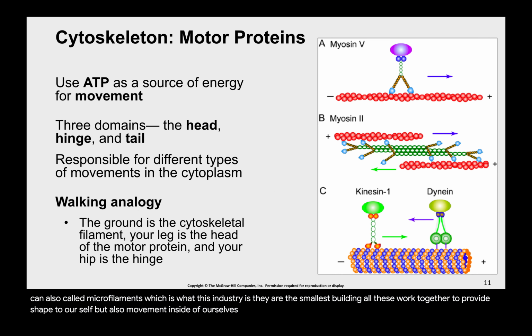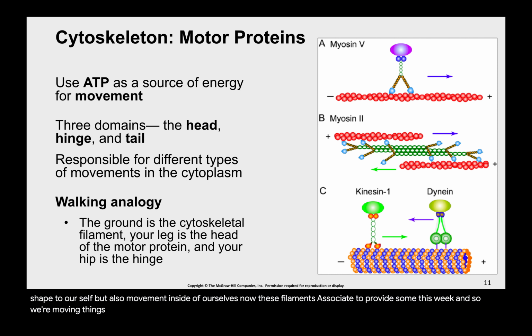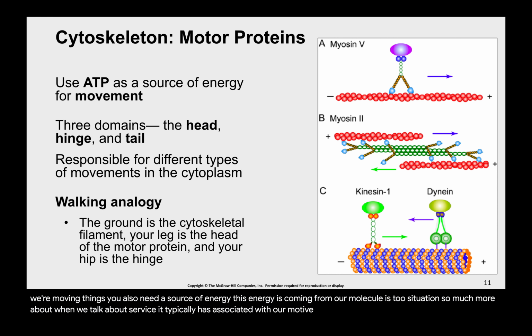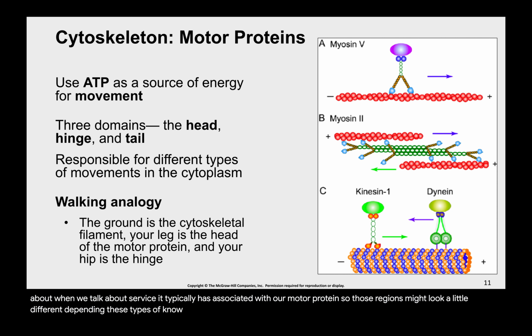Now, these filaments, because they can move, are going to have proteins associated with them to provide some of this movement. And when we're moving things, we often need a source of energy. This energy is coming from our molecule ATP, which we will hear so much more about when we talk about cellular respiration. It typically has these regions associated with our motor proteins. Those regions might look a little different depending on different types of motor proteins.